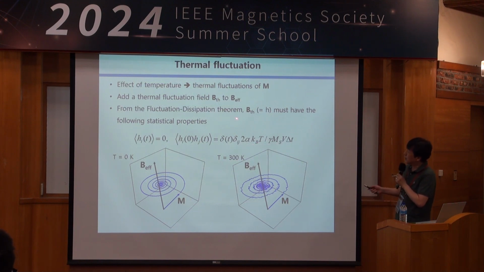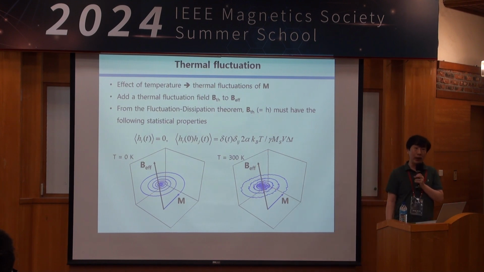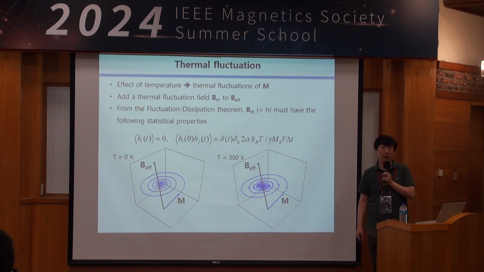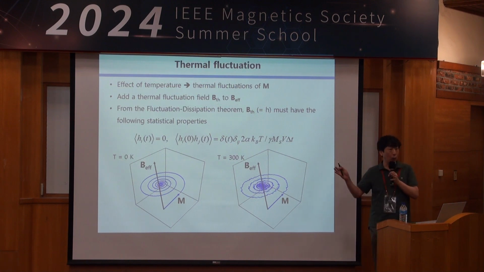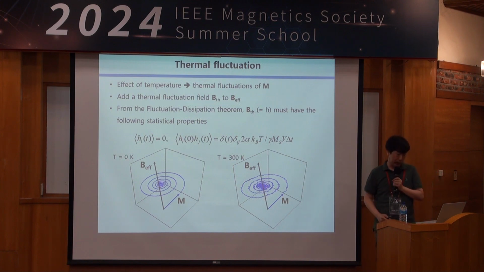The fluctuation-dissipation theorem means that if you have any kind of source of fluctuation, there must be the same magnitude of dissipation. They must be balanced. If not, your system cannot go to the steady state. That's why you have a damping here. So in the zero temperature calculation, you have very clear precession and damping, but when you add the thermal fluctuation field, then you have an additional random walk around the original trajectory.